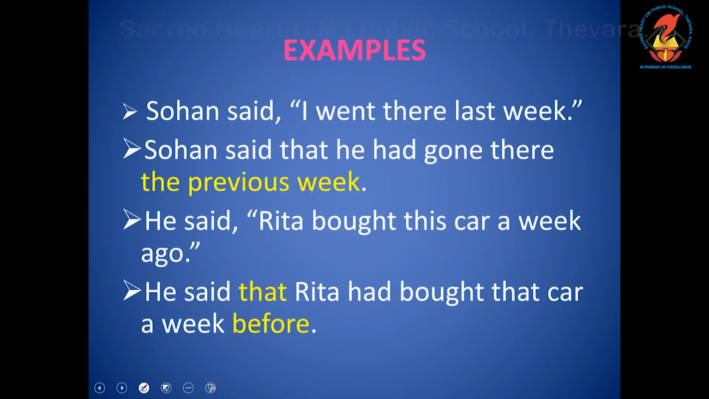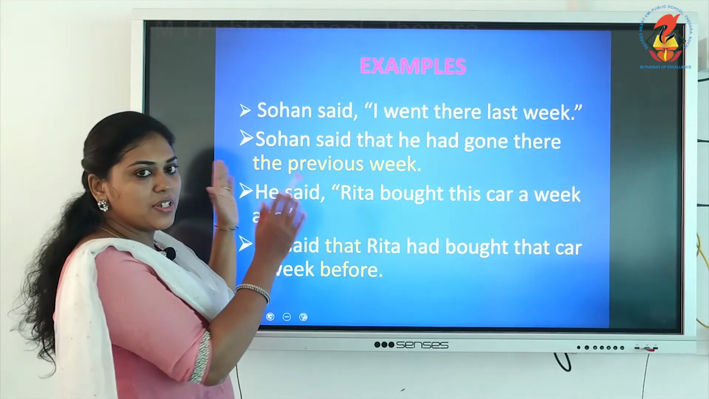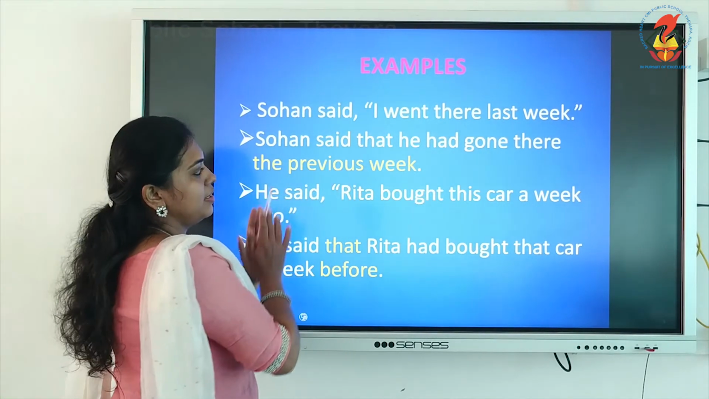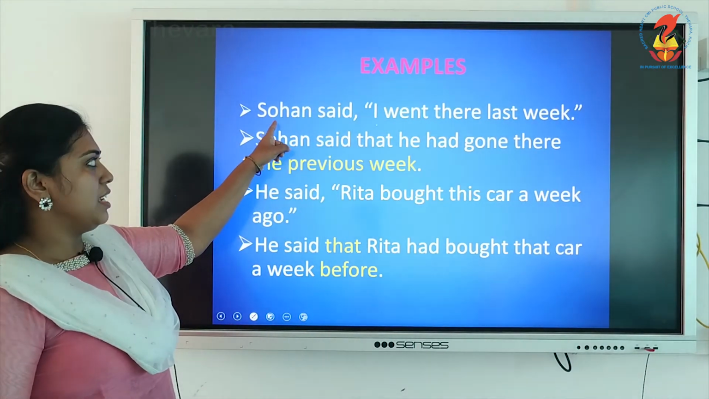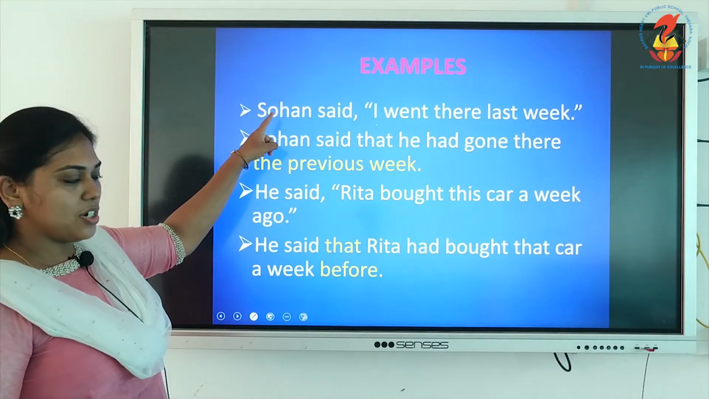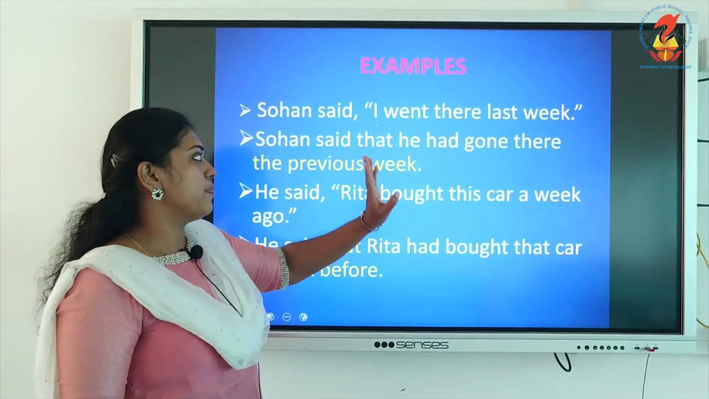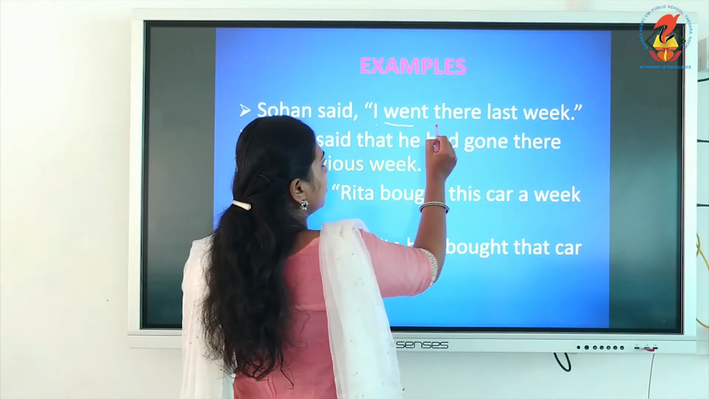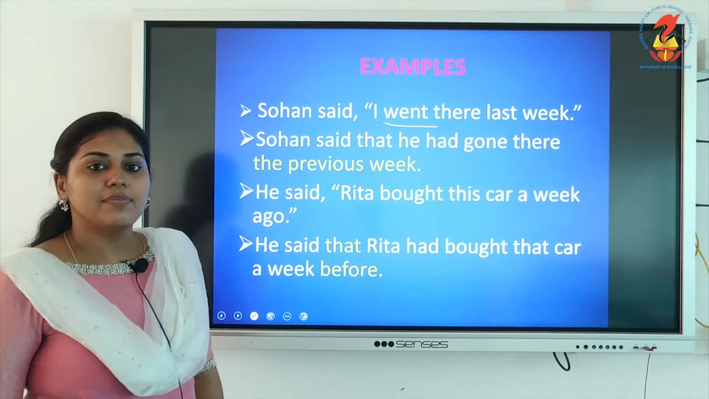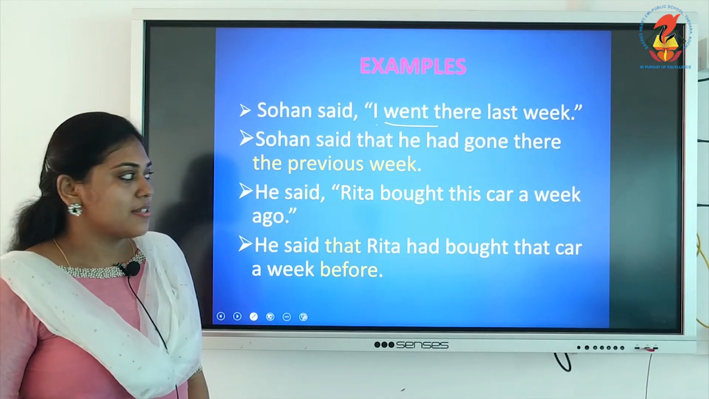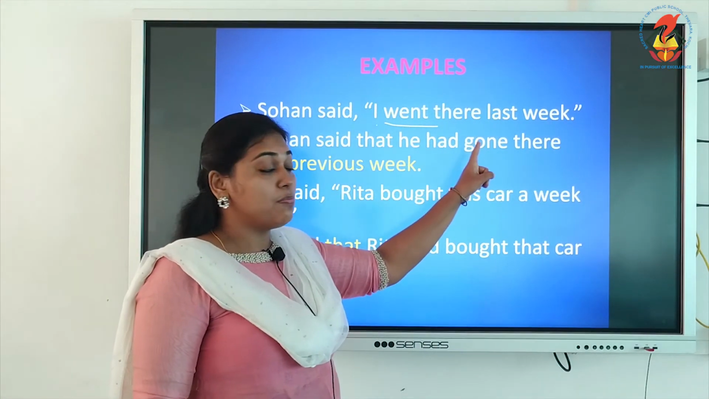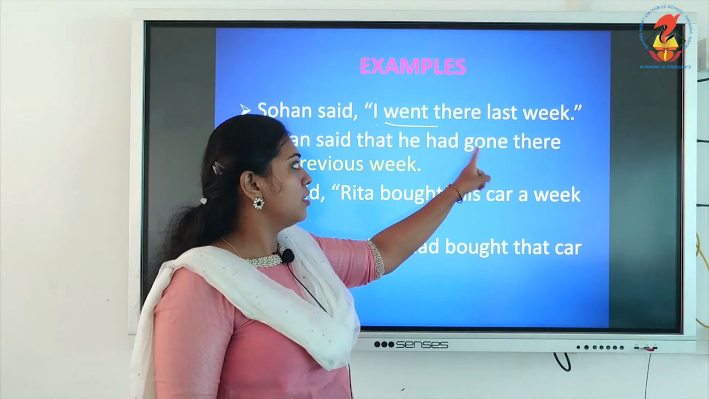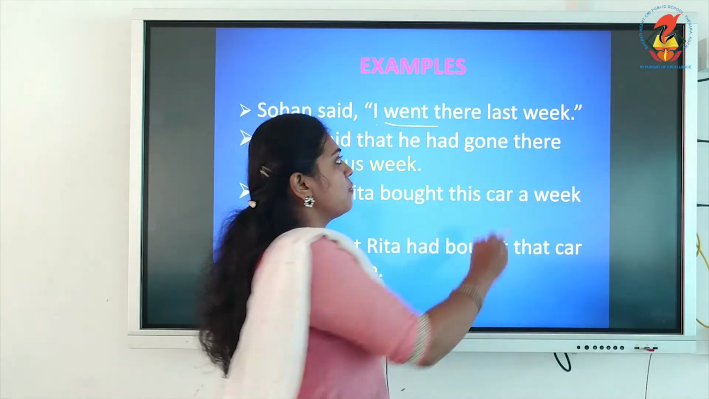Sohan said, I went there last week. Okay, so we'll write the first part. Sohan said that. I should be changed into he because the subject is Sohan, male gender. So we use a male pronoun he. Went is written in which tense, children? Past form, right? Simple past, right? So because it is in simple past, we have to change it into past perfect tense, which is had gone. Had gone there last week.